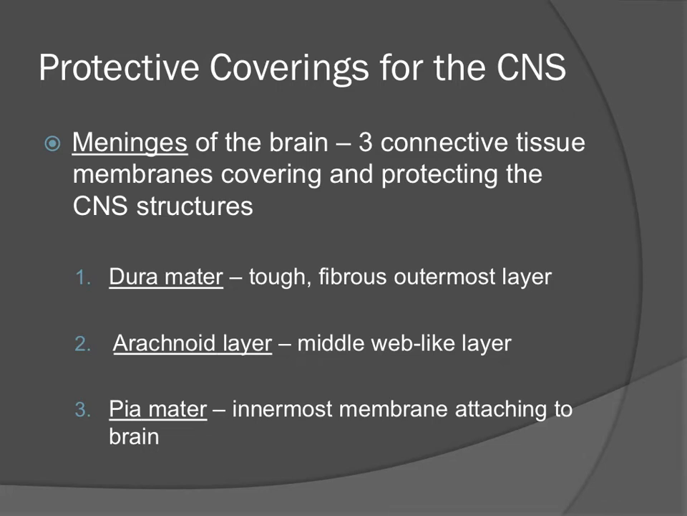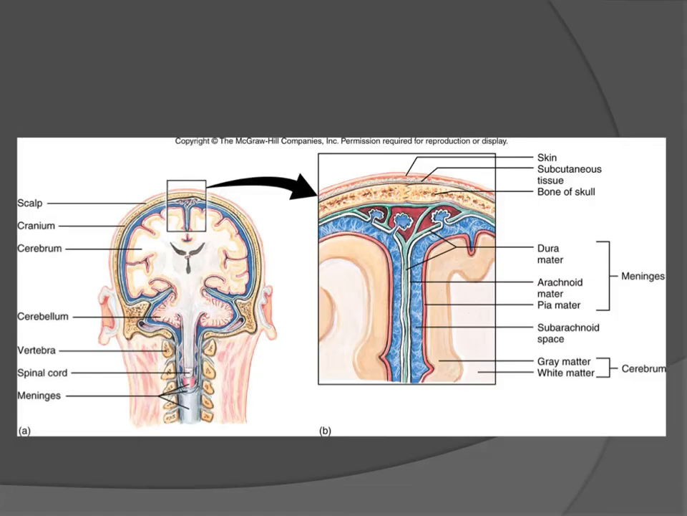We have the arachnoid layer. This is the middle web-like layer. And we have the pia mater, and the pia mater is the innermost membrane attaching to the brain. Now the dura mater protects the brain from movements that may stretch and break even brain blood vessels.